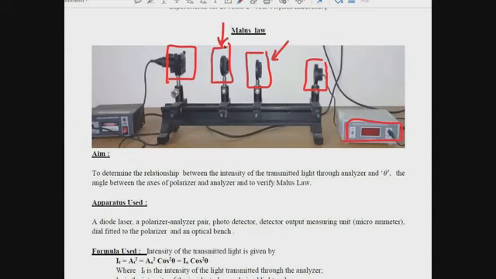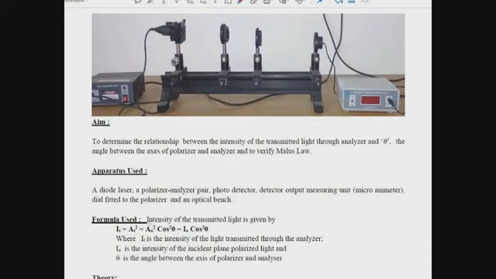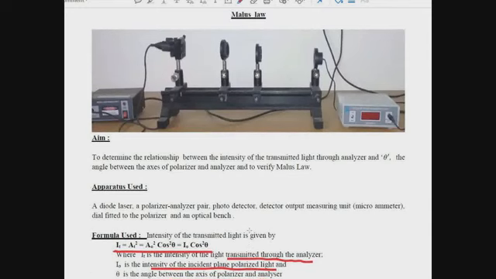Fine. Now what will we do? We have the basic apparatus setup of Malus's law. Now of course the formula that is being used is I_T = I_0 cos² θ. I_T is the intensity of light transmitted through the analyzer, I_0 is the intensity of incident plane polarized light, and θ is the angle between the axis of the polarizer and the analyzer.